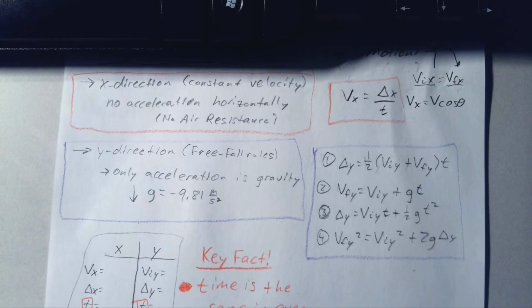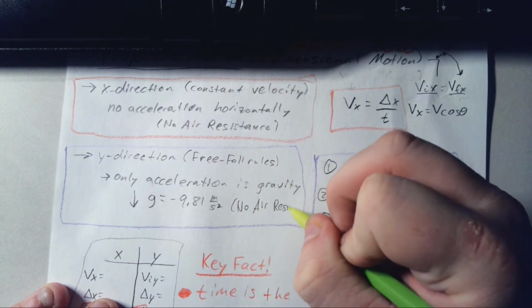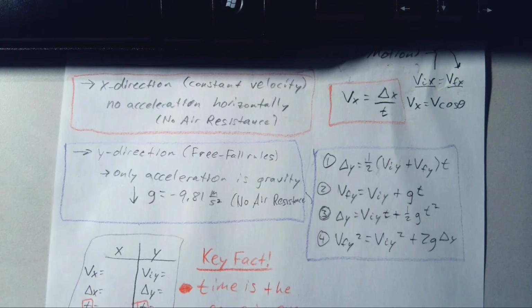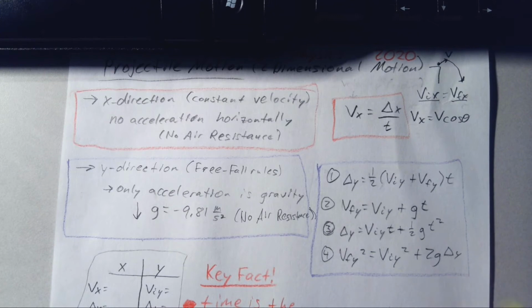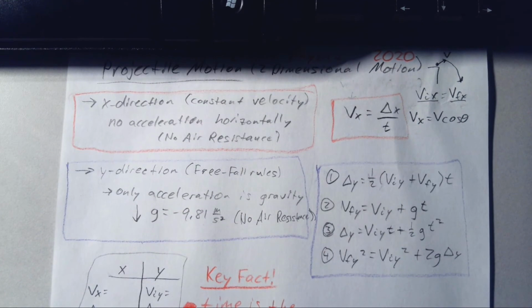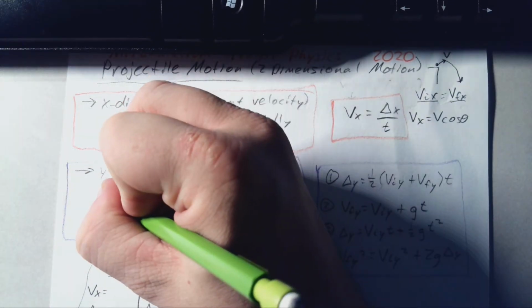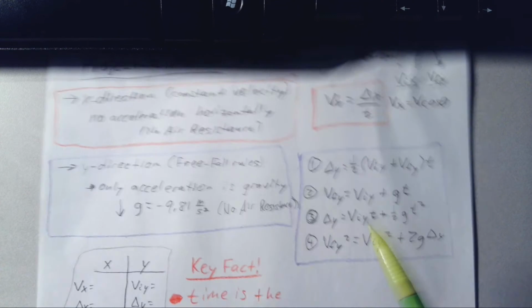For the y direction, once again, no air resistance either. It's not like we have air resistance in one direction and not the other. So we'll never do air resistance in my class, Pre-AP Physics, at least not under the current standards. For the y direction, we go back over the free fall rules. This is why learning free fall was so crucial and making sure that we mastered that, because now we're going back to it again. The only acceleration is gravity, or the acceleration due to gravity, which we've always used as negative 9.81 meters per second squared. And over here, we have our free fall equations.